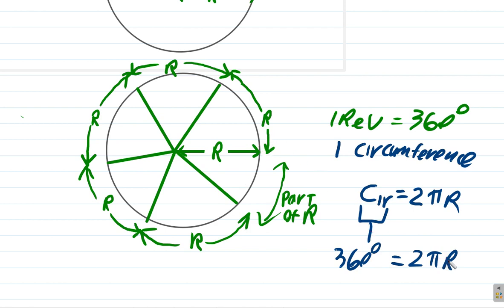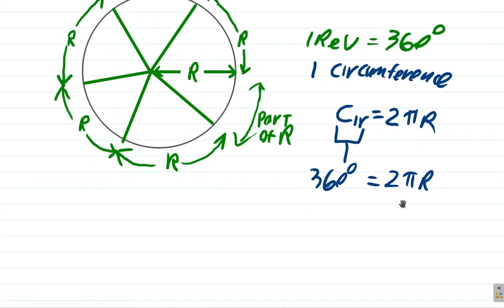Now, 2 pi r. R in this case is an arc length. So 360 degrees would cover 2 pi arc lengths. Alright? It would cover 2 pi of the arc lengths. Now here, if we divide both sides by 2, we'd say 180 degrees is equal to pi arc lengths radius.